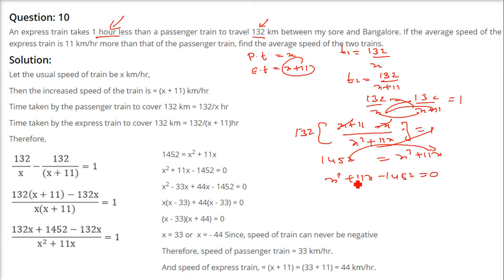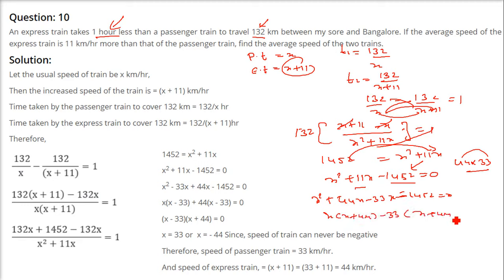This is our equation. Now 1452 can be written as 44 into 33. This multiplication is 1452 only. Why we did that? Because 44 minus 33 is 11. So I can write it as x square plus 44x minus 33x minus 1452 equal to 0. So I can take x common, x plus 44, I can take minus 33 common, it will be x plus 44 to 0. Now I can take x plus 44 common, x minus 33 equal to 0.